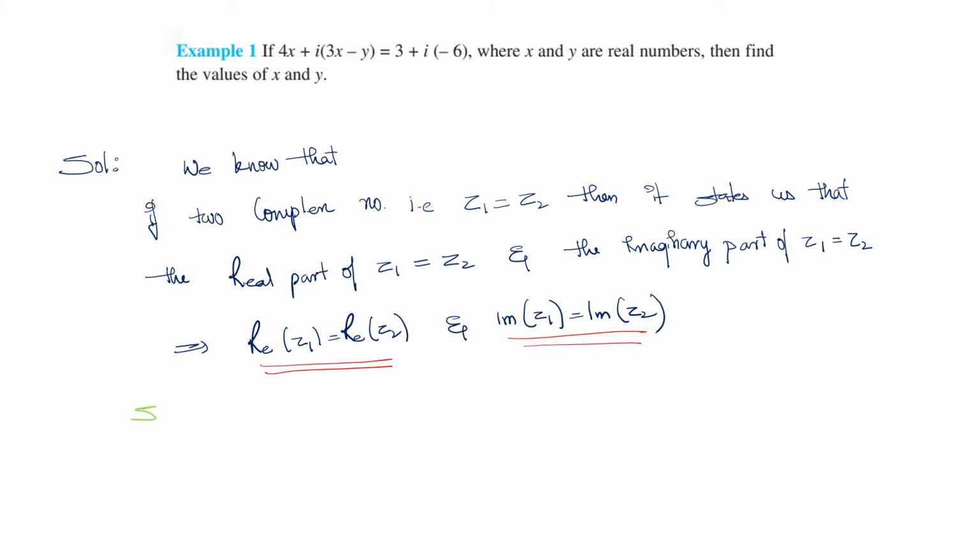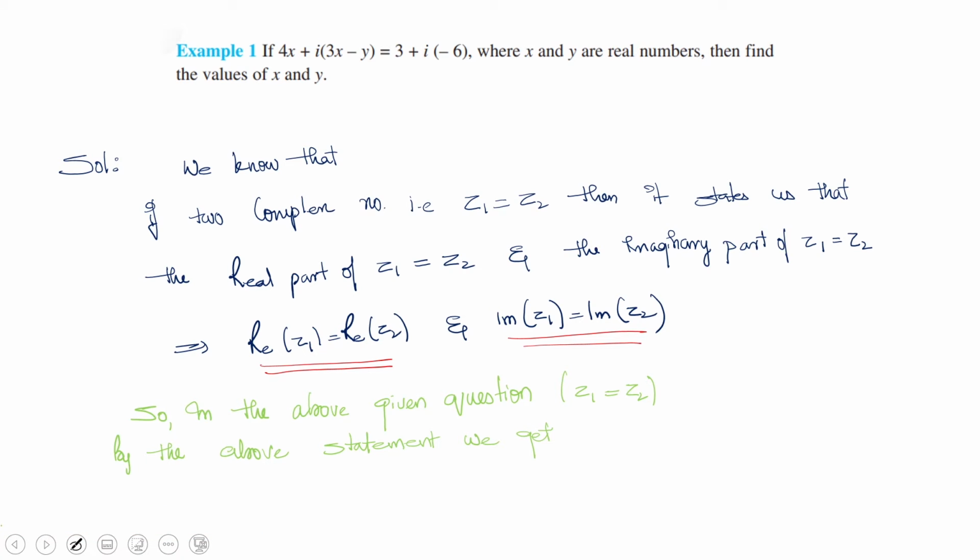So after this, when we see the question, it is already given that both the complex numbers are equal. So by the above statement, we can directly take out the real parts of the complex numbers and the imaginary parts separately. So we're going to take the equations. The first equation comes from 4x plus i(3x minus y) equals 3 plus i(minus 6). So the first equation would be 4x equals 3. Mark it as equation number 1.